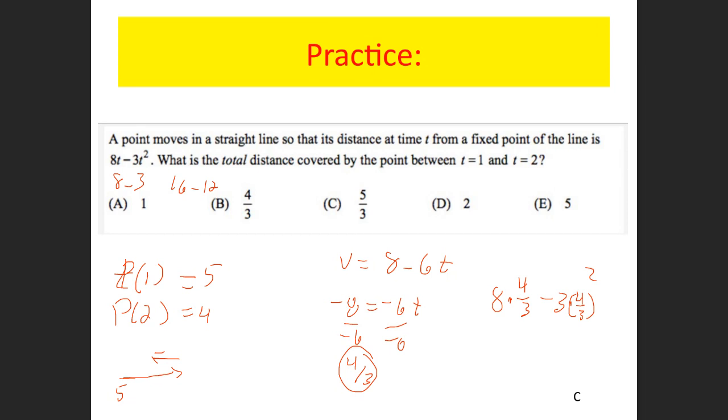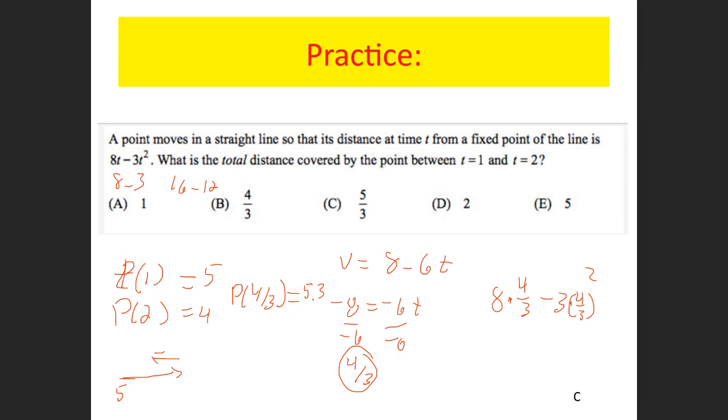Okay, so with the calculator, what did you come up with there? What is 8 times 4/3 minus 3 times 4/3 squared? That's a crazy number. So that would give me P of 4/3. Okay, what is that going to equal? 5.3? Okay, so this is 5.3.